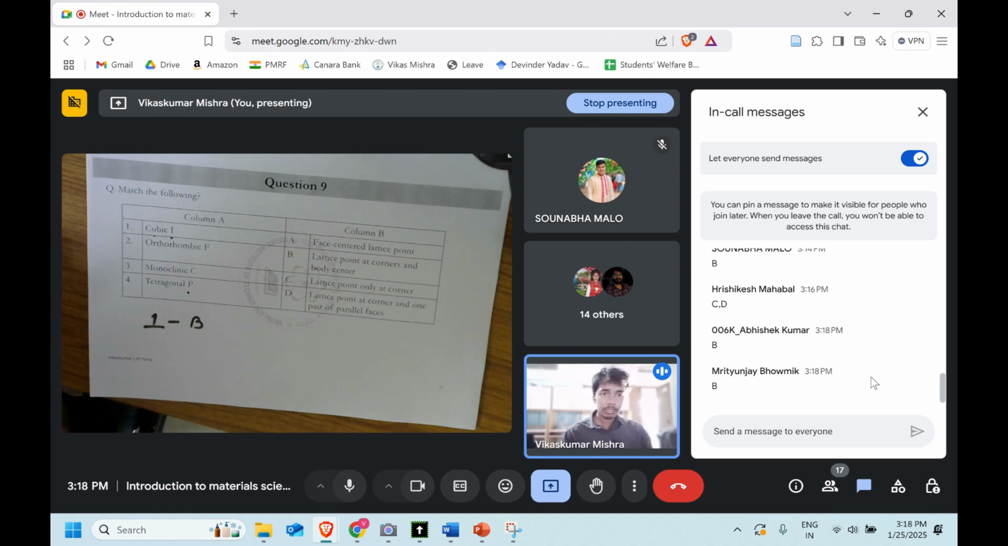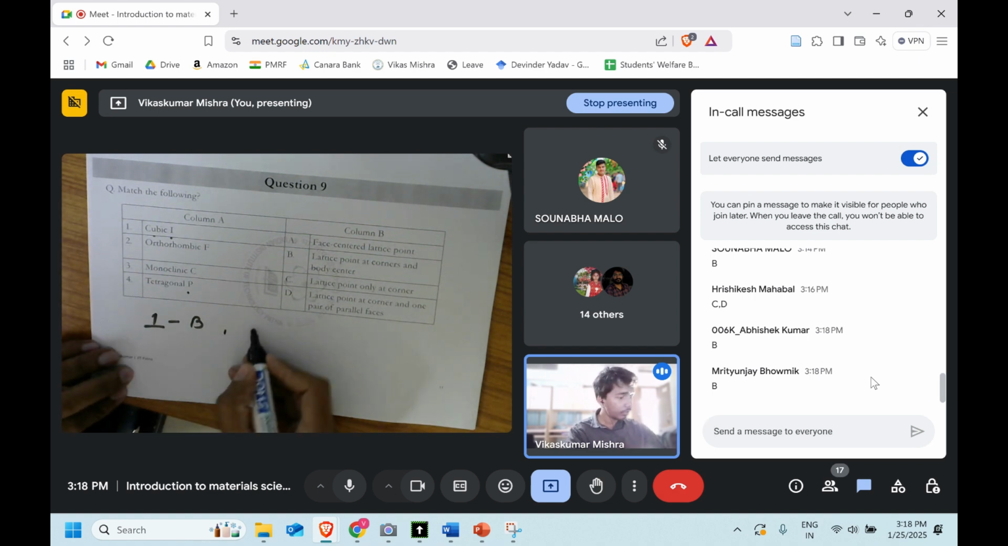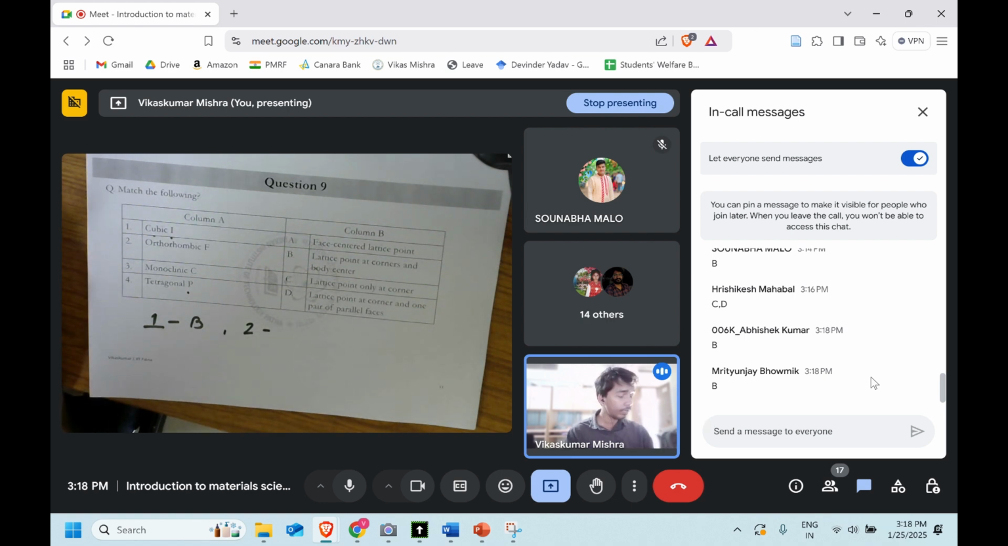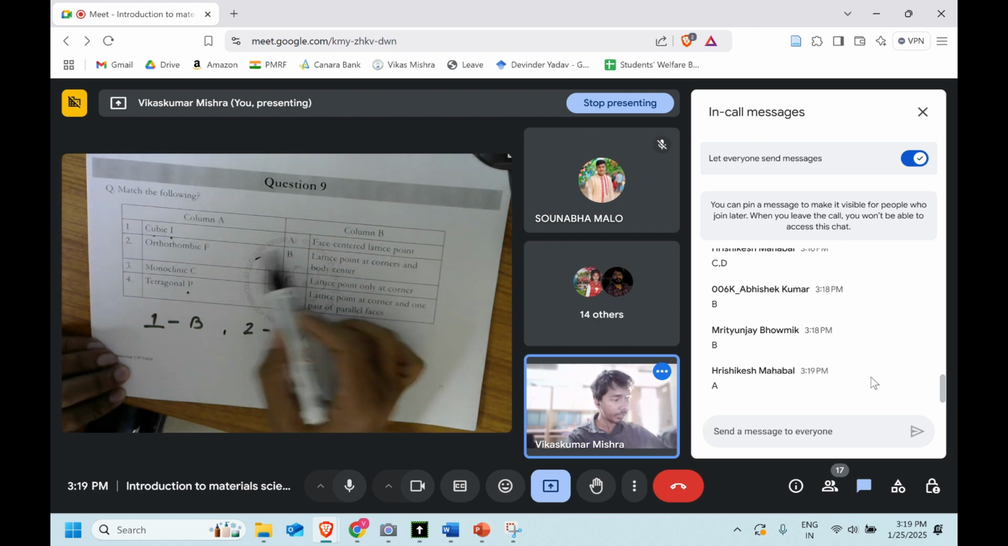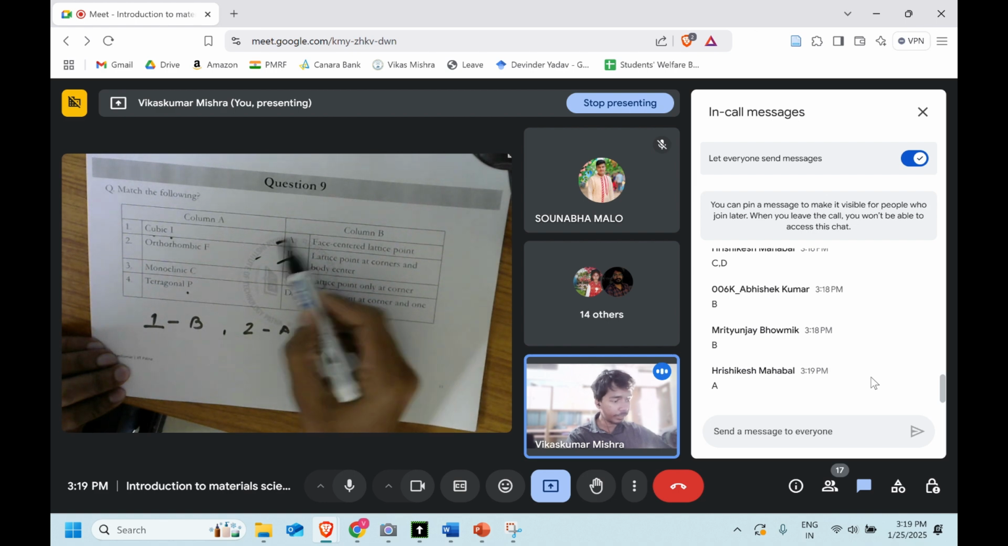So in the BCC we know that there will be atoms at the corner of the cube and also at the body center. Now about the second one, orthorhombic F, where will it be? Rishikesh, exactly right. It is option A. So the second one will match with A. So we are done with B and A.